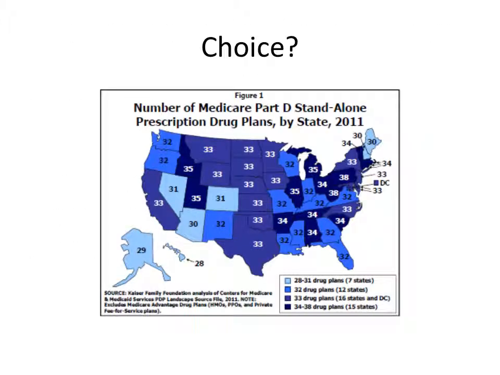So now I want to talk to you some about choice. As you can see, there are a number of different states that offer different numbers of plans. Most of the states have at least 28 prescription drug plans, and states also offer Medicare Advantage prescription drug plans. So there are two major types of plans: Part D standalone plans, and the Medicare Advantage plans. This diagram is just for the standalone plans.